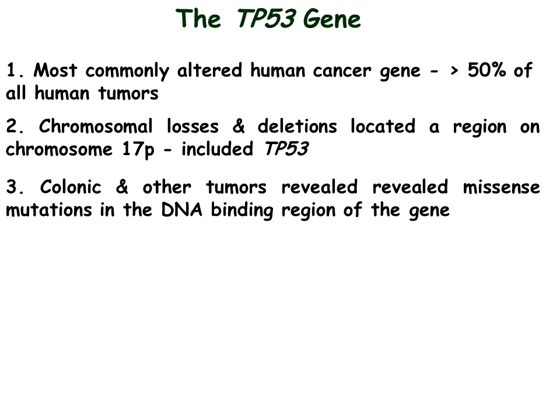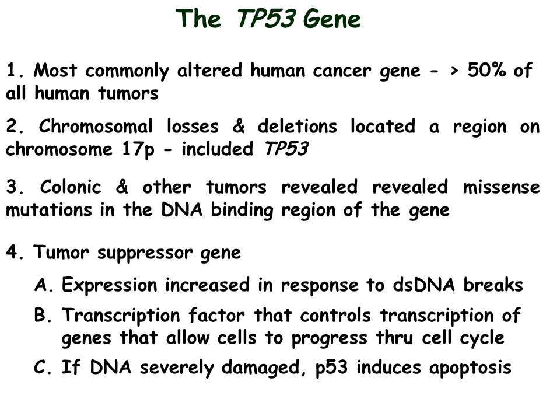And we see this in colon cancer. Some of them show a missense mutation in the DNA binding region of the gene, so that can affect it. But it's a tumor suppressor gene, and it also is very important in DNA repair. Its expression is increased in response to the presence of double-stranded DNA breaks. Okay, so it's a transcription factor that controls the transcription of genes that allow cells to progress through the cell cycle. And if DNA is severely damaged, okay, the p53 will induce apoptosis.